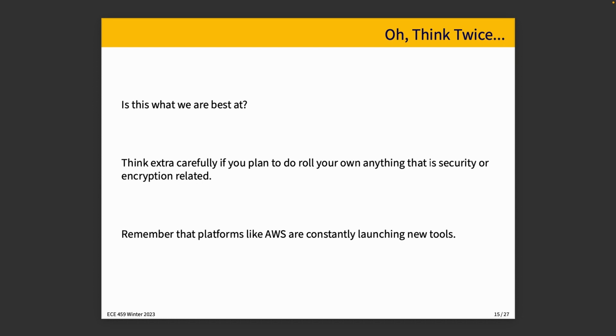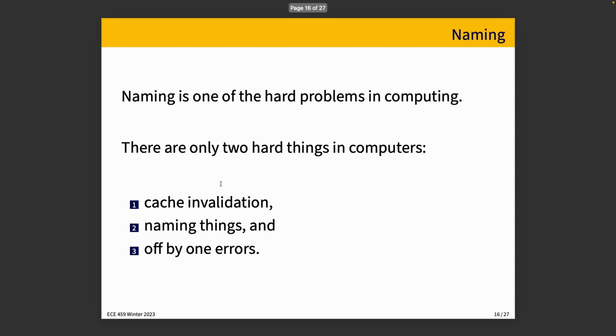It's not to say he never implemented anything, but I think he had a point. Let's also talk about naming. Naming is one of the two hard problems in computing, as they say. There are really only two hard things: cache invalidation, naming things, and off by one errors.